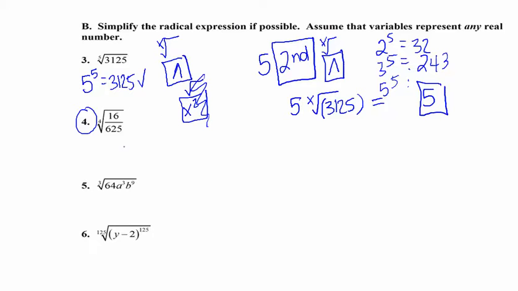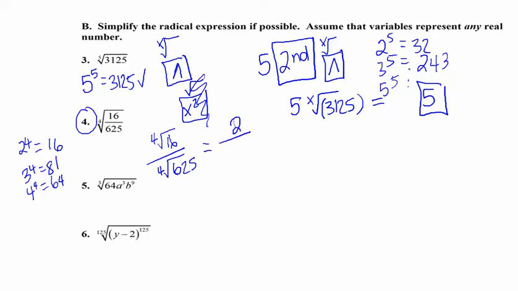Now on number 4, since this is a fraction, you can split up the fourth roots. If you don't recognize what these values are, use your calculator, or you can create a list of numbers to the fourth power. 2 to the fourth is 16, 3 to the fourth is 81, 4 to the fourth is 256, and on. So the numerator becomes a 2. Now the fourth root of 625, if you use your calculator to get that, or if you create a list, you should get 5 for that value. So the fraction is 2/5 when you simplify that.